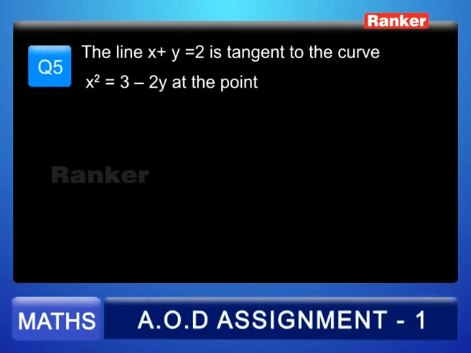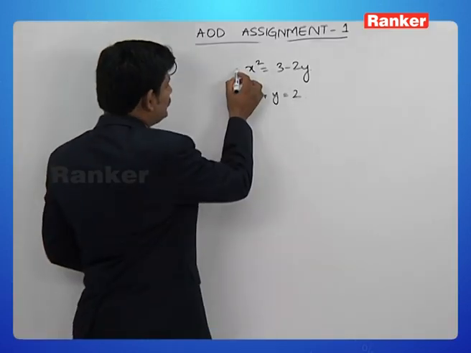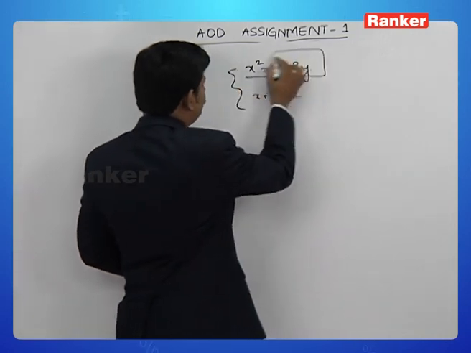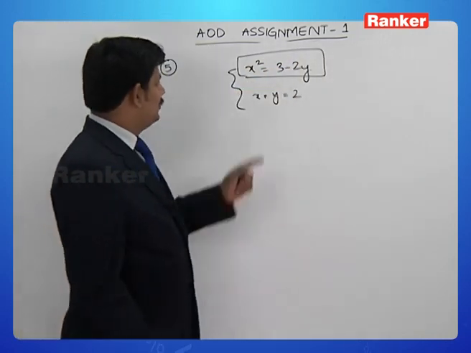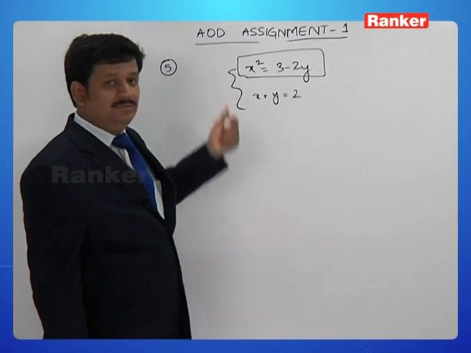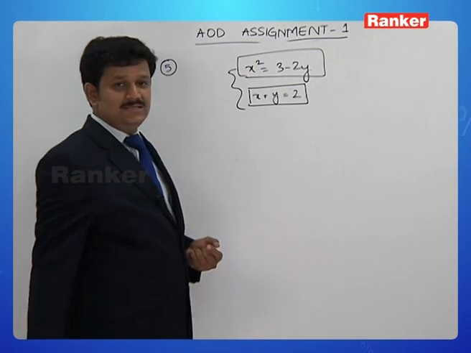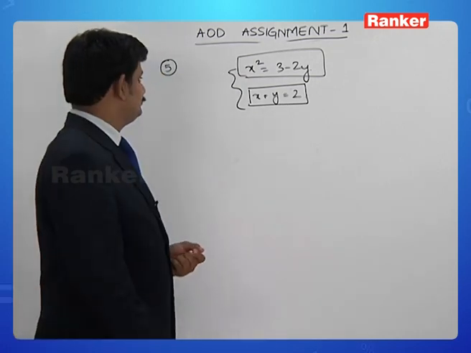Next question: the line x plus y is equal to 2 is tangent to the curve x square equal to 3 minus 2y at the point: option A, 1 comma 1; option B, minus 1 comma 1; option C, root 3 comma 0; and option D, 3 comma minus 3. We have to find the coordinates of the point on the curve x square is equal to 3 minus 2y at which the tangent is x plus y is equal to 2.